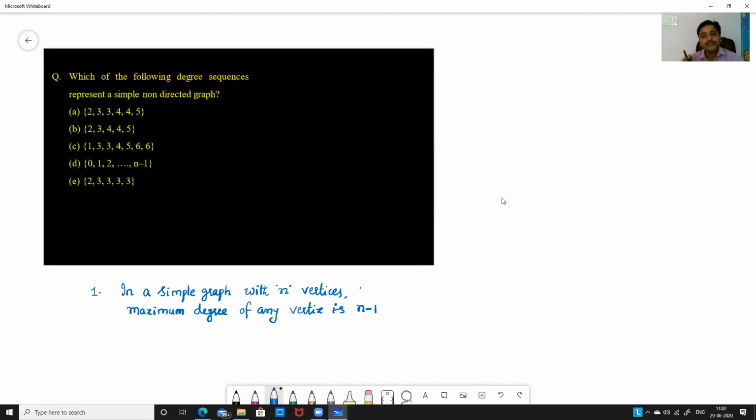Because if it is having more than n minus 1, obviously it is not a simple graph. Okay, the simple basic concept, please understand. In a simple graph with n vertices, if any vertex is having degree more than n minus 1, obviously there is a self loop or parallel edges possible. Then it is not a simple graph. Therefore, in a simple graph with n vertices, maximum degree of any vertex is n minus 1 only. That is at most n minus 1.